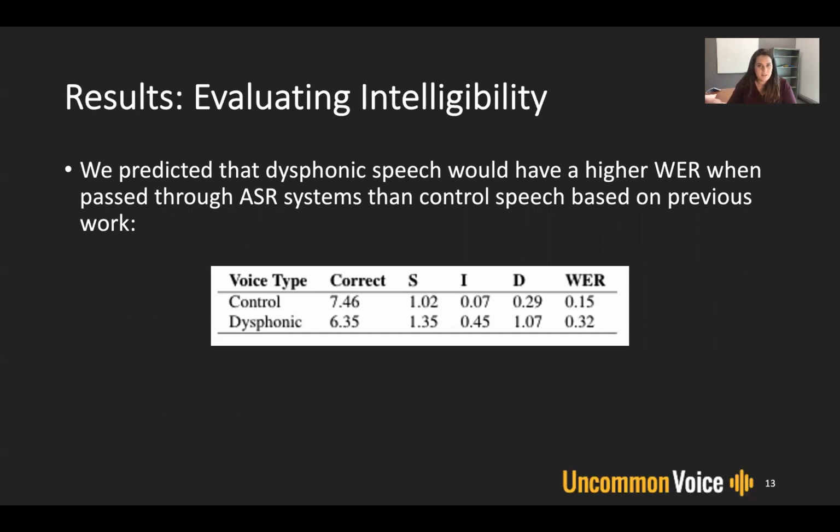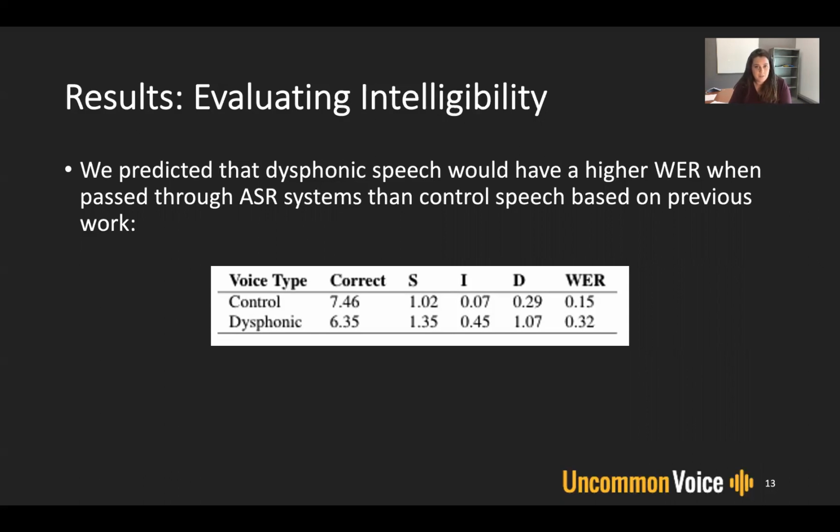We wanted to perform a similar intelligibility analysis as we have done in previous work. We predicted that dysphonic speech would have a higher word error rate when passed through an automatic speech recognition system than control speech would. That was based on some of our previous work that's been presented at INTERSPEECH previously.